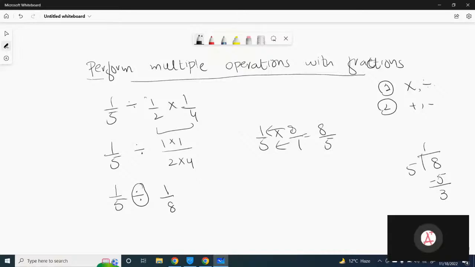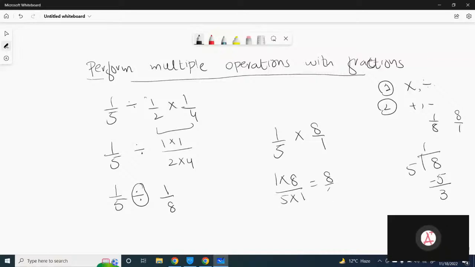You have to convert that division sign to multiplication. You can write 1 by 5, replace the division sign with multiplication, and when you replace the division sign with multiplication, you have to take the reciprocal of the term right after the division sign. Reciprocal means if it is 1 over 8, the reciprocal is 8 over 1. You have to just interchange, swap numerator and denominator. Got it? So it would be 8 over 1. Now you have to multiply numerator times numerator and denominator times denominator. It would be 8 over 5.